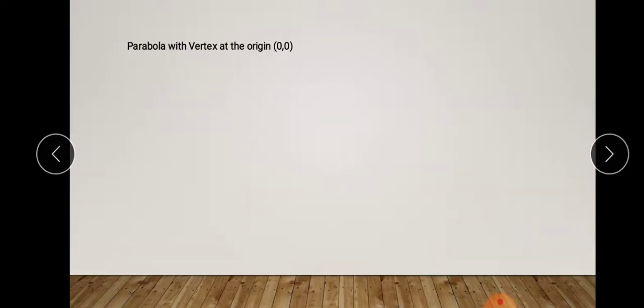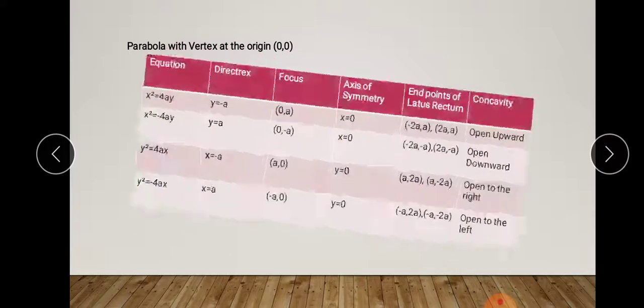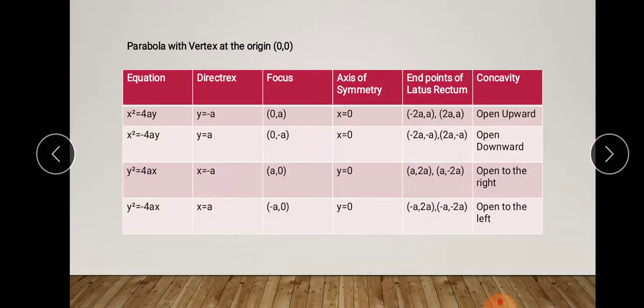Parabola with vertex at the origin. Equation, directrix, focus, axis of symmetry, endpoints of latus rectum, and concavity. In this table, there are different equations of the parabola with vertex at the origin.